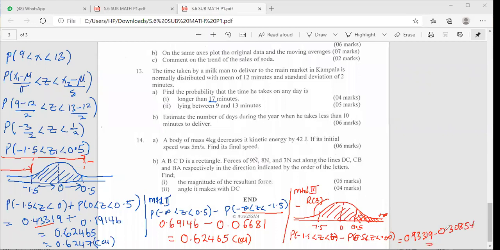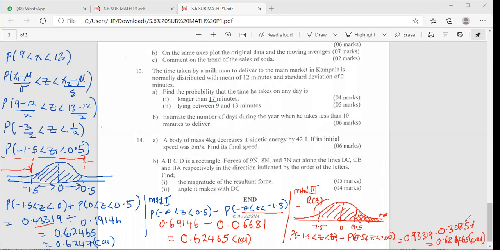When you subtract, what answer do you get? 0.93319 minus 0.30854 gives 0.62465. So you see that in all the three methods we are getting the same answers.